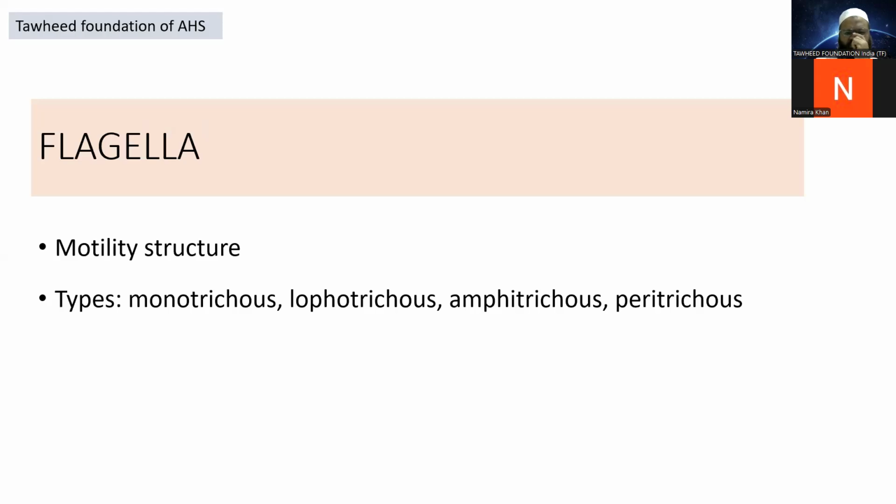Flagella are longer whip-like structures. They enable bacteria to swim through liquid environments. Types of flagella are monotrichous, lophotrichous, amphitrichous, and peritrichous. Monotrichous is a single flagellum at one pole. Lophotrichous is a cluster of flagella at one or both poles. Amphitrichous is flagella at both poles, and peritrichous is flagella distributed all around the cell surface.